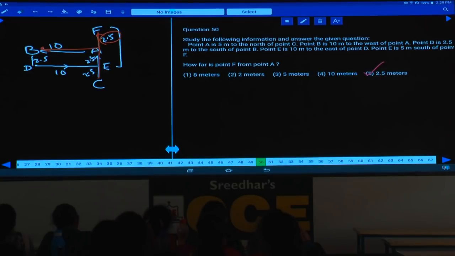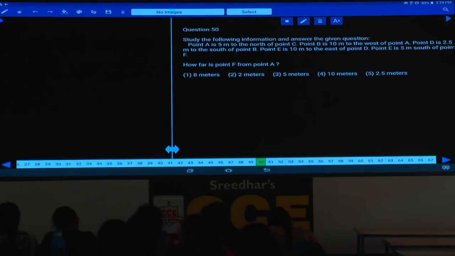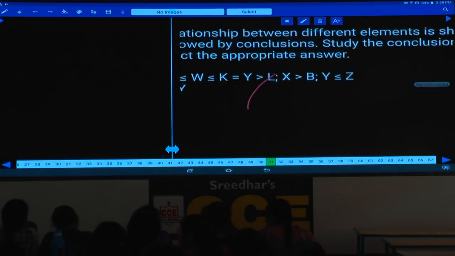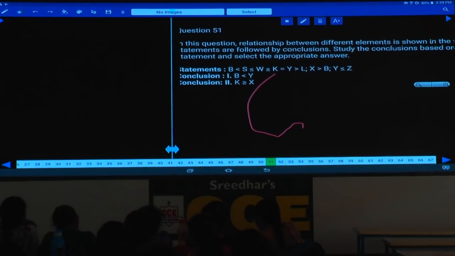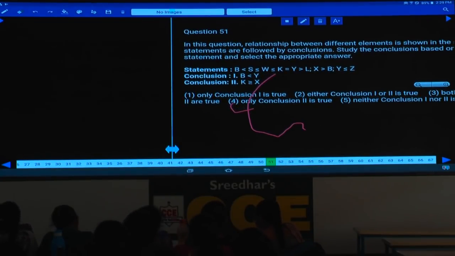Then 51 to 55. Now these questions are based on coded inequalities. 51 to 55, tell me what is the information here. Now the first statement, tell me what is the first statement here. Now the relation between B and Y. Between B and Y, tell me what are the symbols which are common. Lesser than is common. Hence B lesser than Y, B lesser than Y, definitely true.